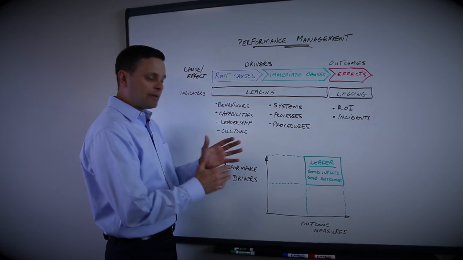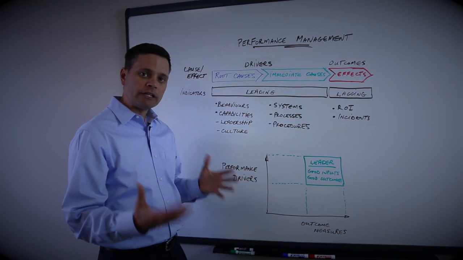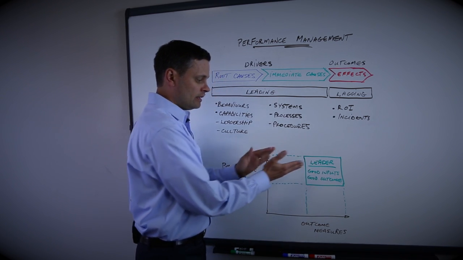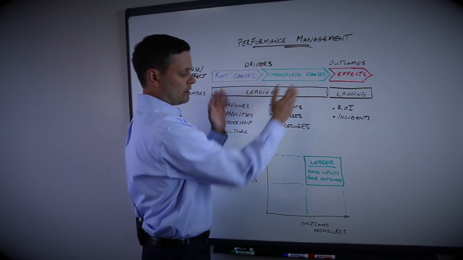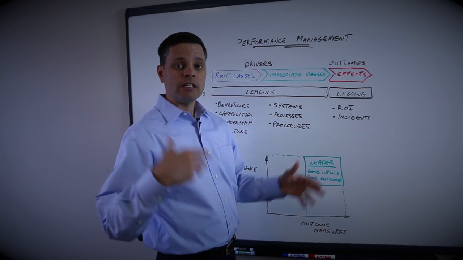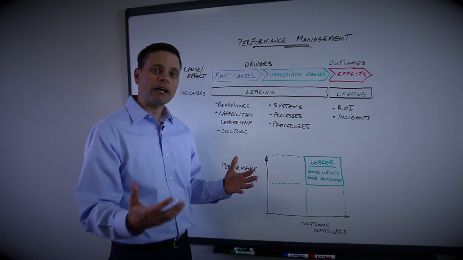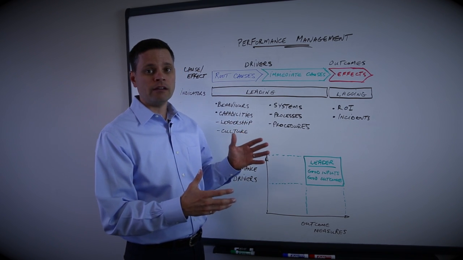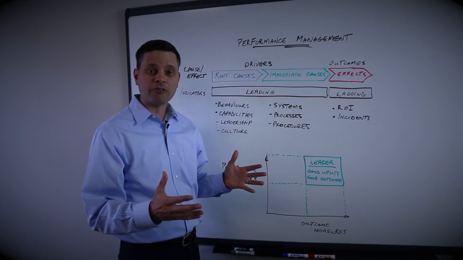So in order to be a leader in performance management and do a really great job of this, we want to make sure that we're measuring both of those things and we have good inputs, we understand the drivers and the status of the drivers, and also good outcomes and good outputs, and that we understand the effects, and we're measuring both of those things. So I hope that helps you better understand performance management and the way you need to structure your performance management program.